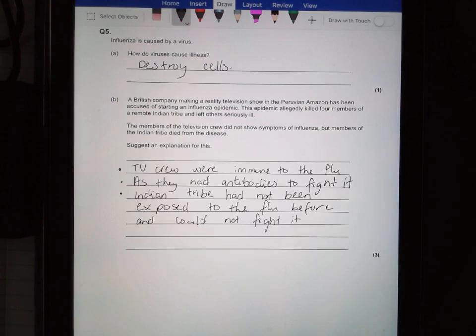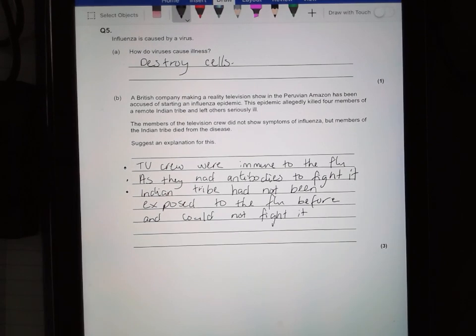Okay, so the first part of the last question we've seen before, how do viruses cause illness? Just say that they destroy cells. They infect cells, they reproduce inside them, they destroy them. The next part, it says that a British company went to the Peruvian Amazon and were accused of starting a flu epidemic. And you're asked to suggest an explanation for this. The TV crew themselves were not sick, they didn't show any symptoms, but members of the Indian tribe died from the disease. Why?